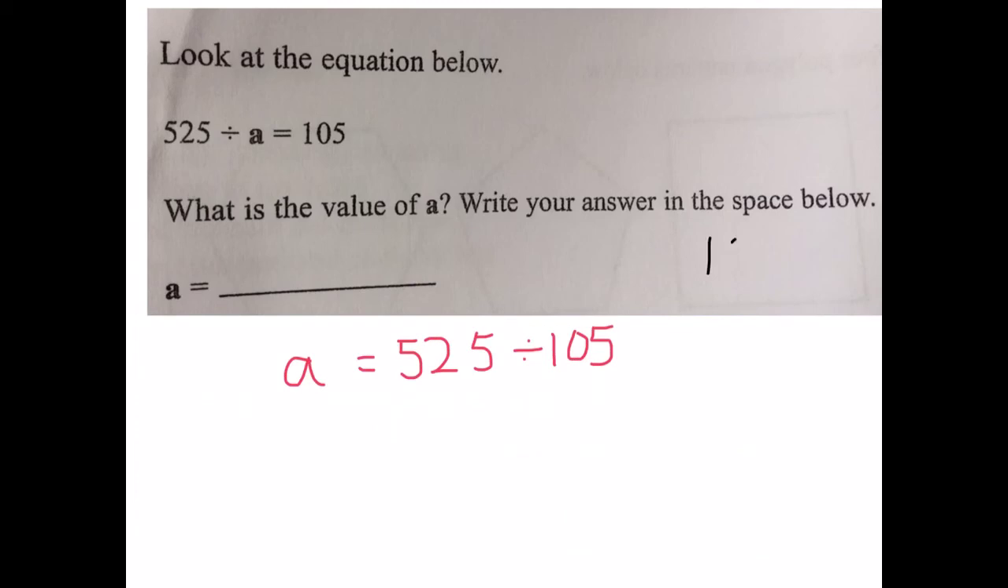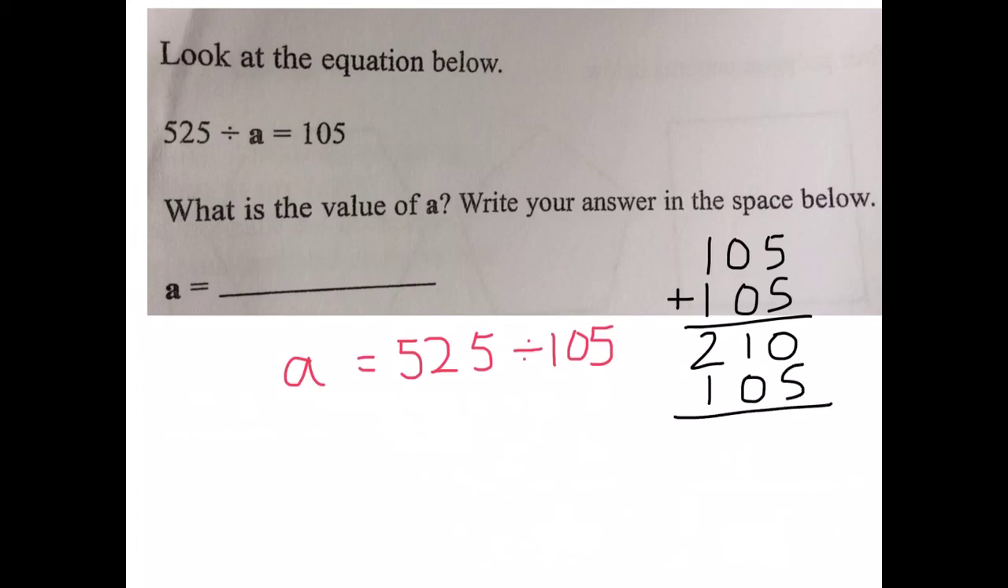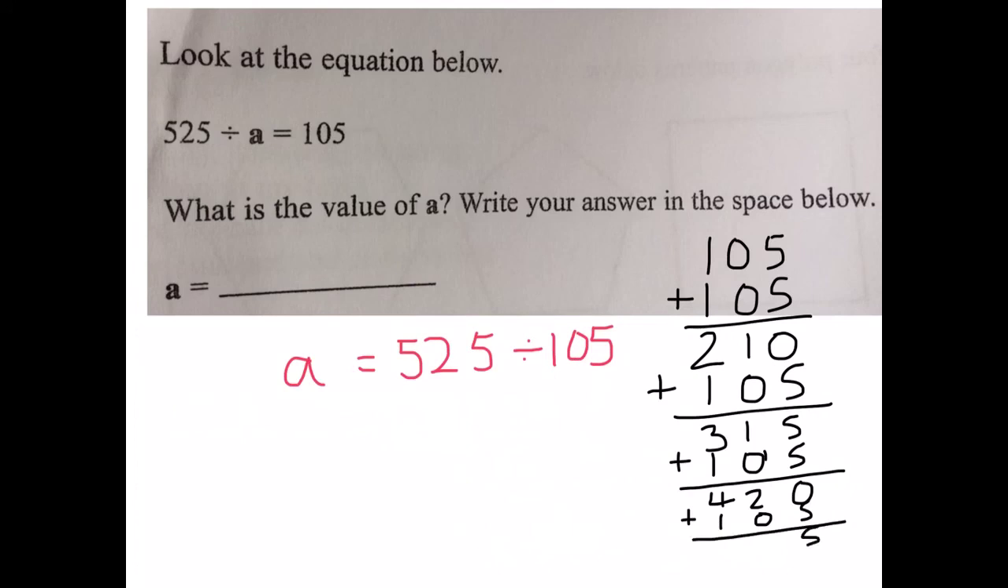We take our 105 and add 105, so we're already up to 210. Add on another 105, we're on 315, another 105, we're on 420, we'll add another 105, and that would bring me up to 525. So we have got 1, 2, 3, 4, 5 105s. So A is 5.